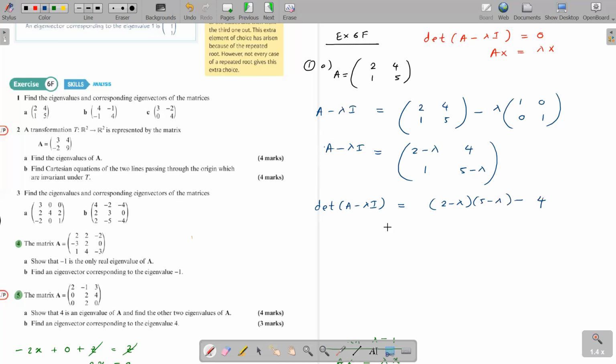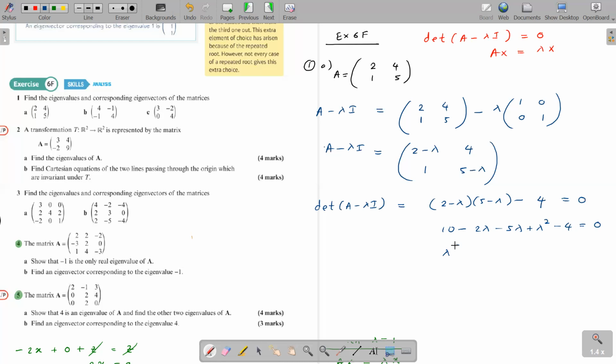Okay, and then what do we do? We make the determinant of A minus lambda I equal to 0. Let's solve this equation. When you expand it, you get a quadratic equation. 2 times 5 is 10, minus 2 lambda, minus 5 lambda, plus lambda square, minus 4 equals 0.